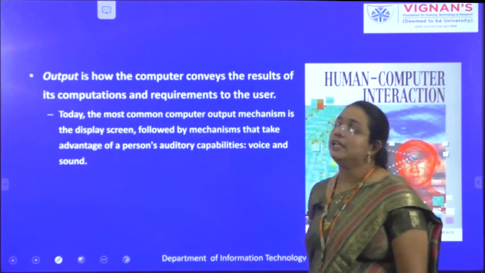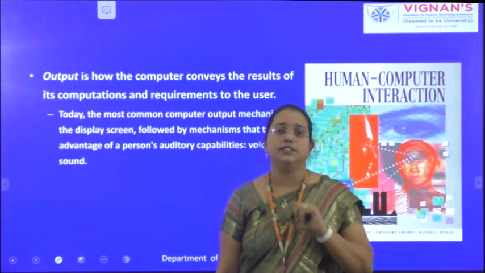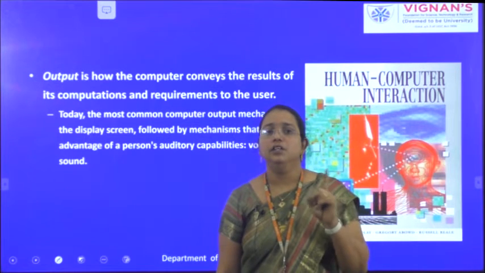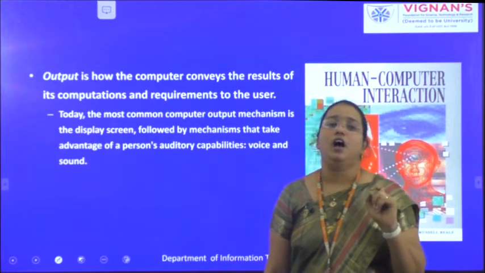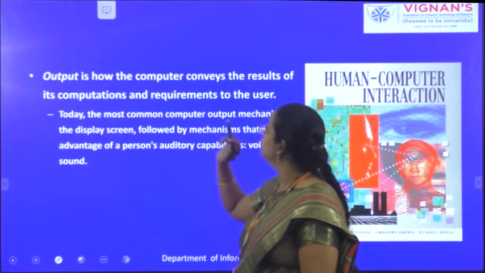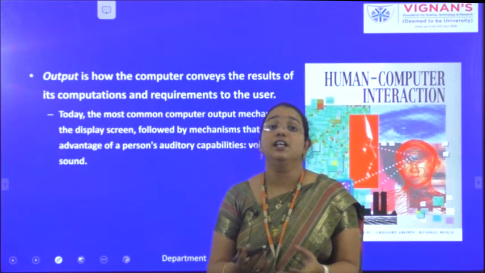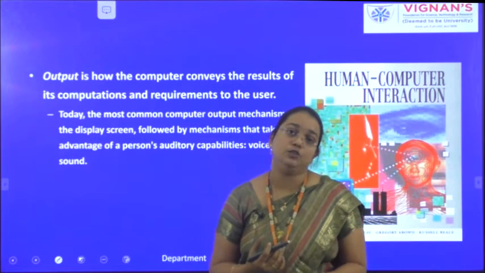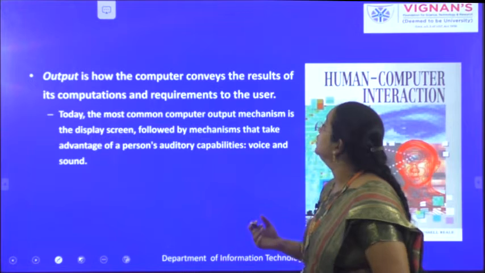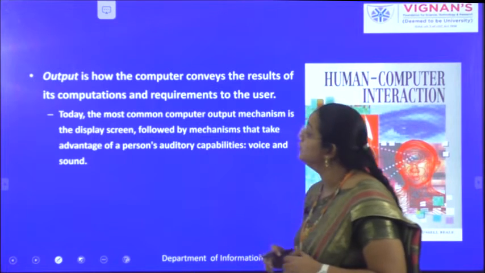Whereas coming to the second part of the user interface. The user interface has two parts. One is input and another component is output. Output is how the computer conveys the results of its computations and requirements to the user.